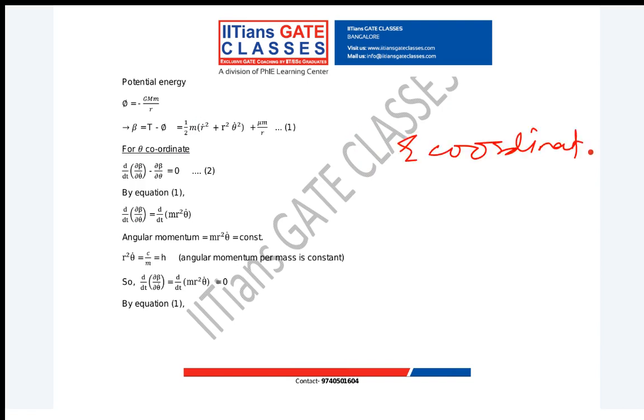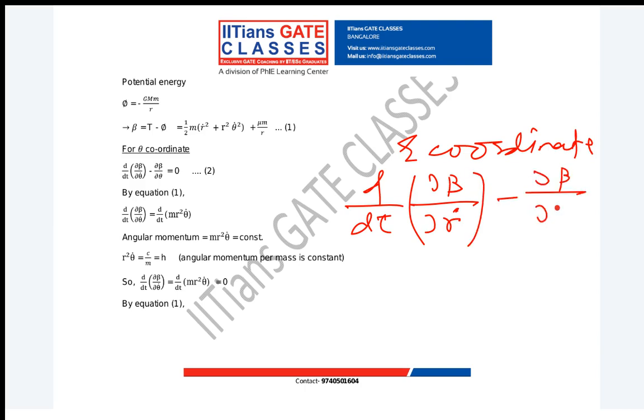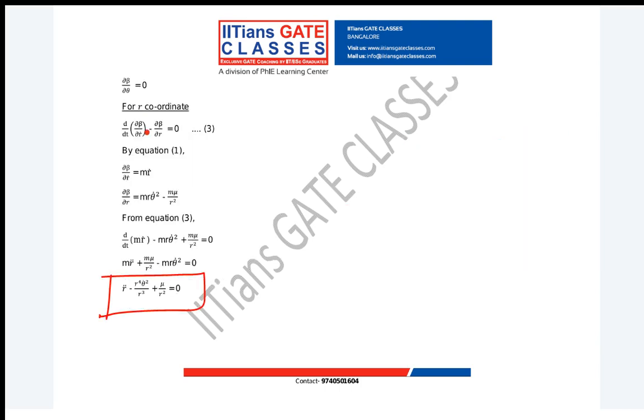So in that also, what we have to do is write d by dt of dou beta by dou r dash minus dou beta by dou r equal to zero. If we do this, first we have to find this term. So dou beta by dou r dash is this. Then again, if you differentiate dou beta by dou r, we get this term. Now substitute everything in this equation. So from here, what we got is m r double dot plus m mu by r square minus m r theta dot square equal to 0, divide completely by m.